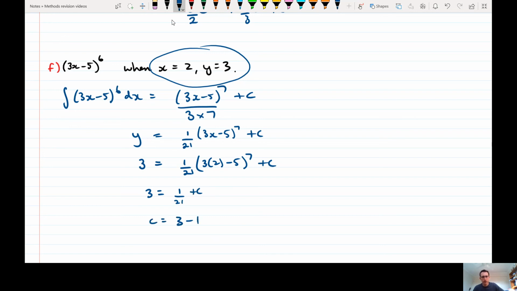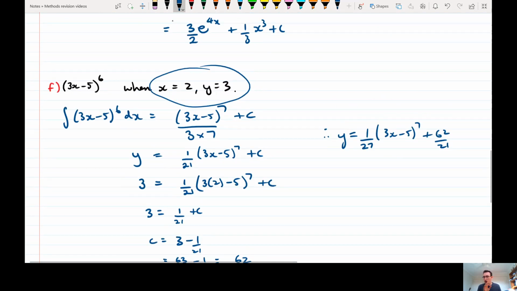Therefore, c is 3 minus 1 on 21, which we can simplify. So it's 63 over 21 minus 1 over 21 to get 62 over 21. Therefore, our equation is y equals 1 over 21, 3x take 5 to the power of 7, plus 62 over 21. And that is how you apply anti-differentiation rules and find the value of c.